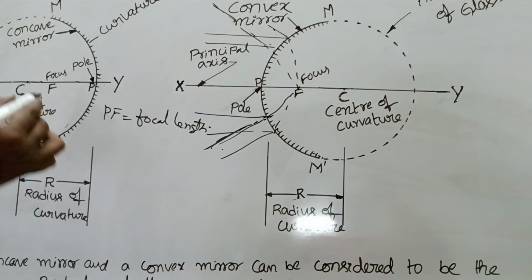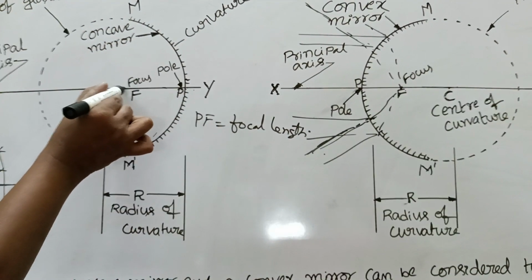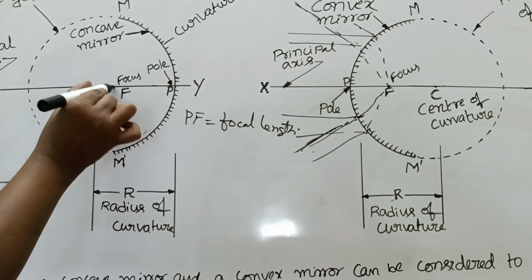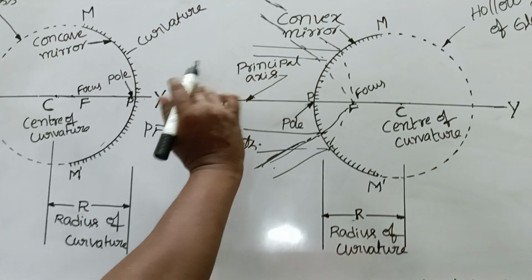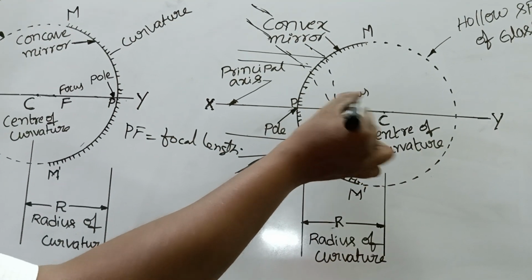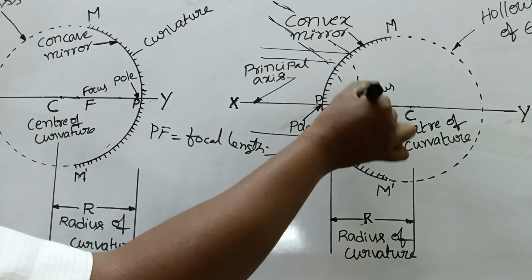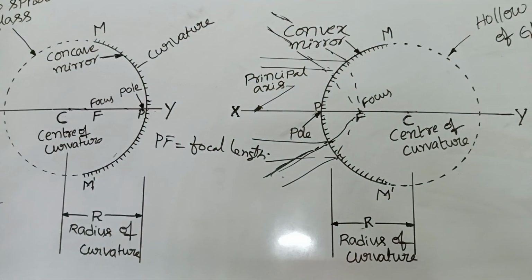So here we can say that the focus for a concave mirror is real. It is at point P, and here the focus appears above or beyond the surface. It is called a virtual focus. That is, we extend the dotted lines to get the virtual focus.